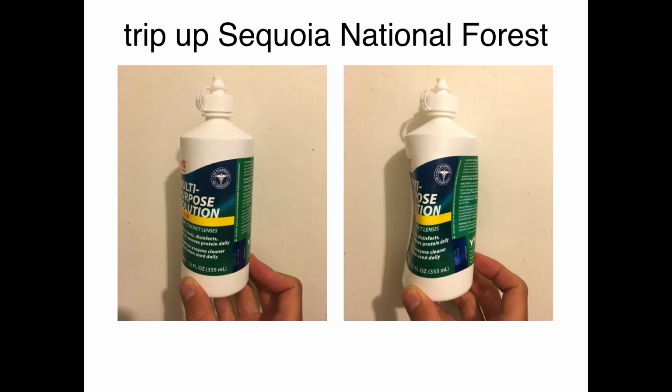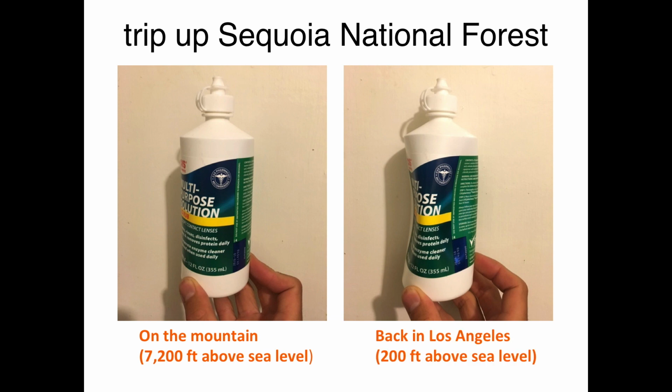Another example of this reminds me of when I went to Sequoia National Forest, and I noticed this happen to a bottle of mine. When I was using this bottle up in the mountain, I capped it, so the inside of that bottle has the same atmosphere as the mountain's atmosphere, which was 7,000 feet above sea level, meaning that it's less pressure, right? When I drove back down to Los Angeles, where I live, which is 200 feet above sea level, it would be higher pressure on the outside. This is what happened. The pressure outside is higher than the pressure inside.